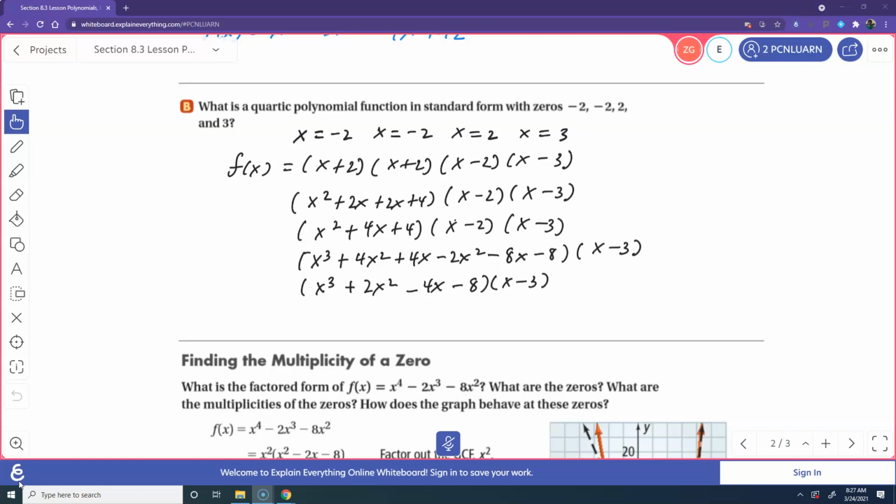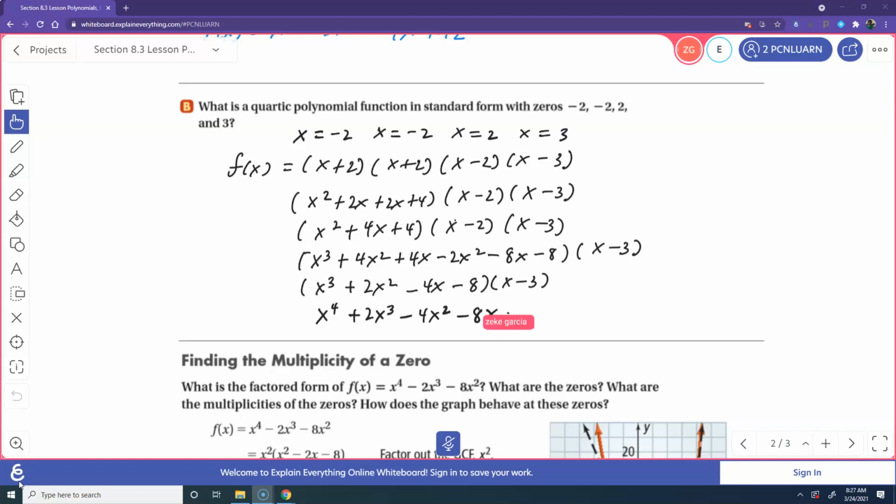So now you multiply x times x cubed, which is x to the 4th. X times 2x squared gives you 2x cubed. X times negative 4x gives you negative 4x squared. X times negative 8 gives you negative 8x. Then you multiply times negative 3.